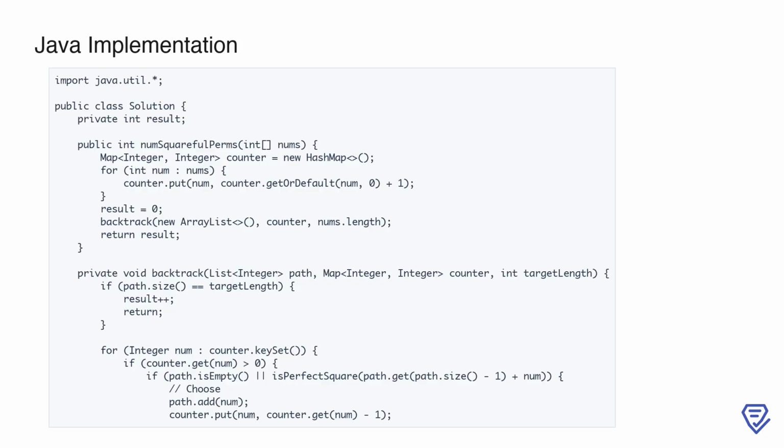We start by creating a HashMap called counter to count the frequency of each unique number in the array. This map helps us manage the remaining elements we can use while constructing permutations.